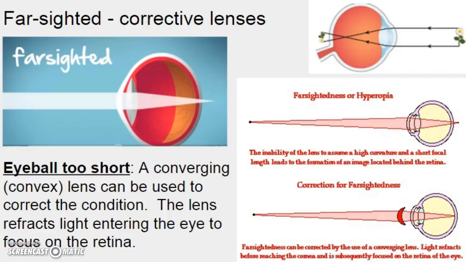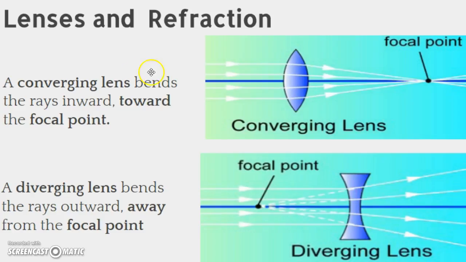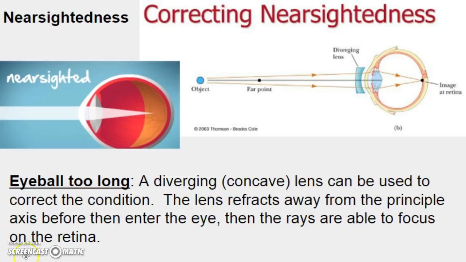Whereas for somebody whose eyeball is too long, you would actually need a diverging or a concave lens that could be used to correct this condition. The lens refracts light away from the principal axis before entering the eye, and then the rays are able to focus on the retina. So you want to spread this back a little bit. And so remember, if we're going to change the focal point, if we want it closer, we're using this type of lens, a convex lens. And here we'd use a concave lens.